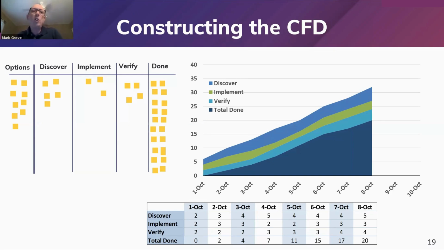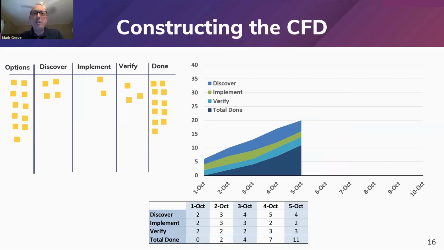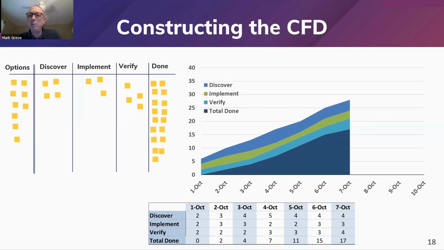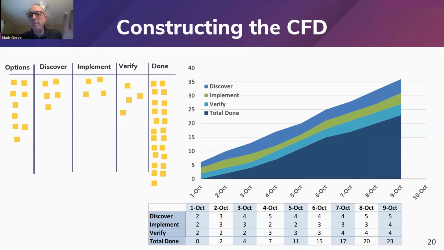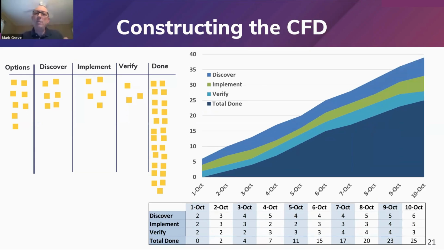All right, so as our Kanban board on the left is changing, you can see the team is working, more things are moving to done. We're building out our CFD. I've got the table down below that's just mimicking that. And there you go. There's a CFD.